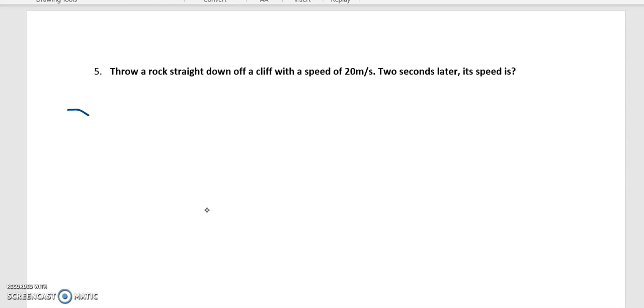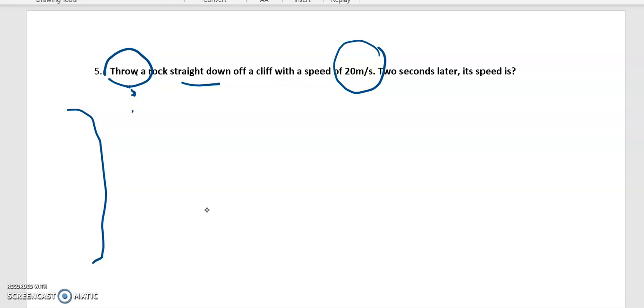Now let's draw the diagram. Let's assume this is the cliff, and you throw the rock straight down. Now you're not dropping it, you throw it. When you drop an object, the initial velocity is 0, but when you throw it, it's not necessarily 0. It says you throw the object at a velocity of 20 meters per second. You throw it down, so it has an initial velocity.